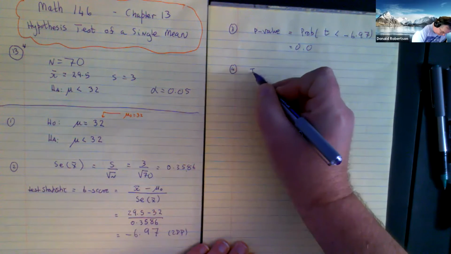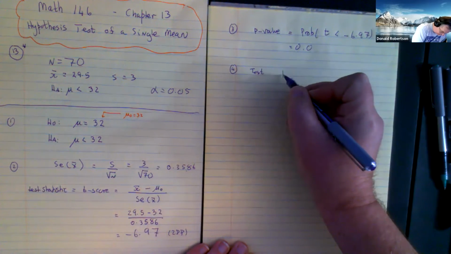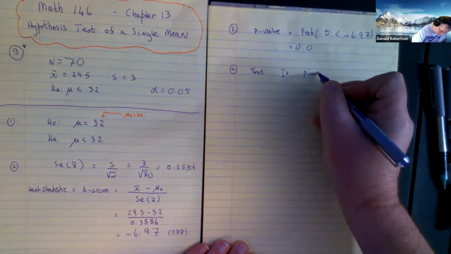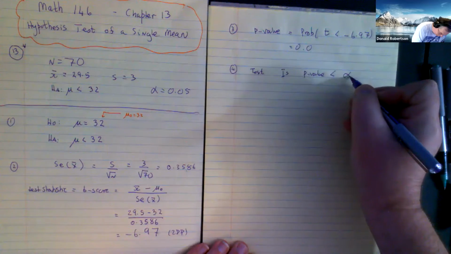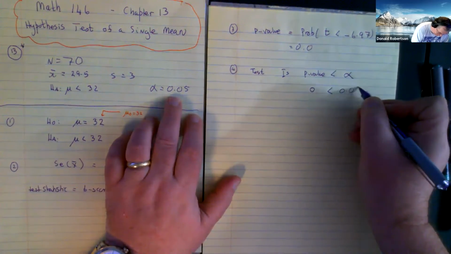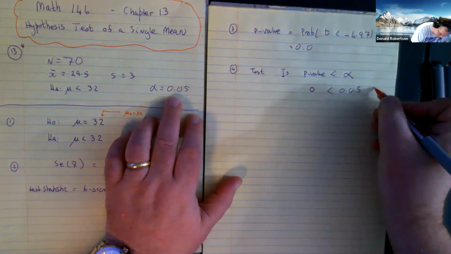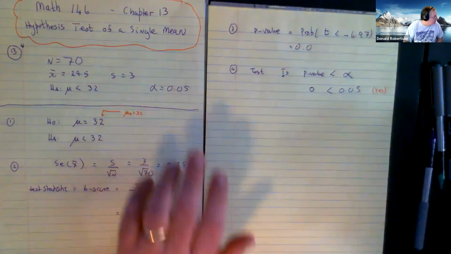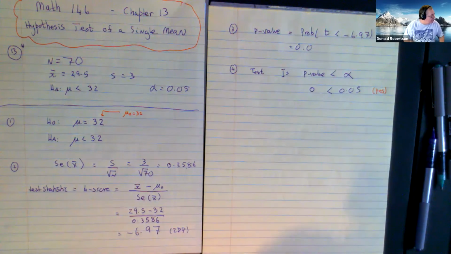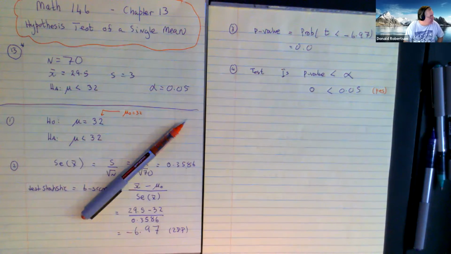So let's do our test. The next phase is you ask yourself, is your p-value less than the significance level alpha? In this case, is 0 less than this one? And the answer to that is yes. So what we can do is basically pick from a set of 4 choices, and then you can do your conclusion. So let me show you what that looks like when you're doing your homework.